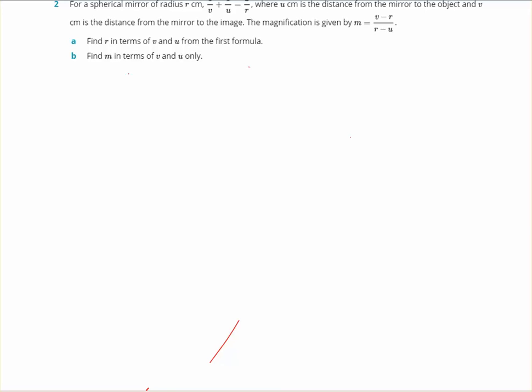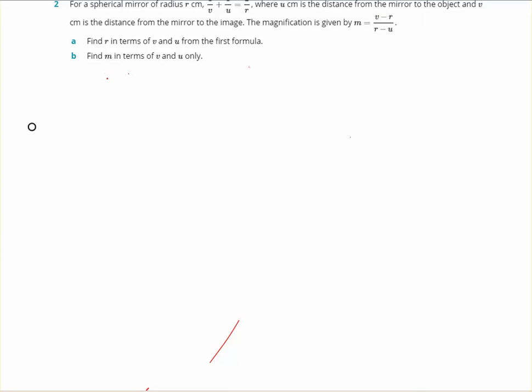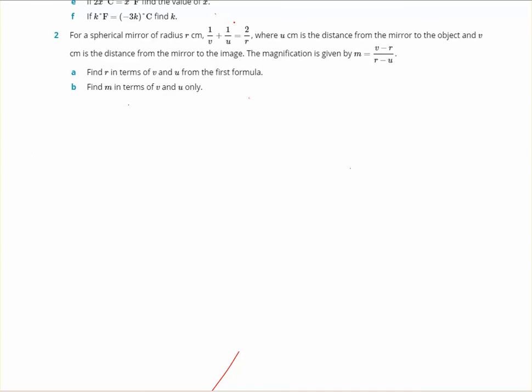This is for Year 11 Methods. We're going to look at question 2 from the chapter review, extended response section. We've got a scenario where an equation is given to us and it relates to lenses and distances from lenses. We don't really need to understand the context too much, because it simply is a rearranging question. Find R in terms of U and V.